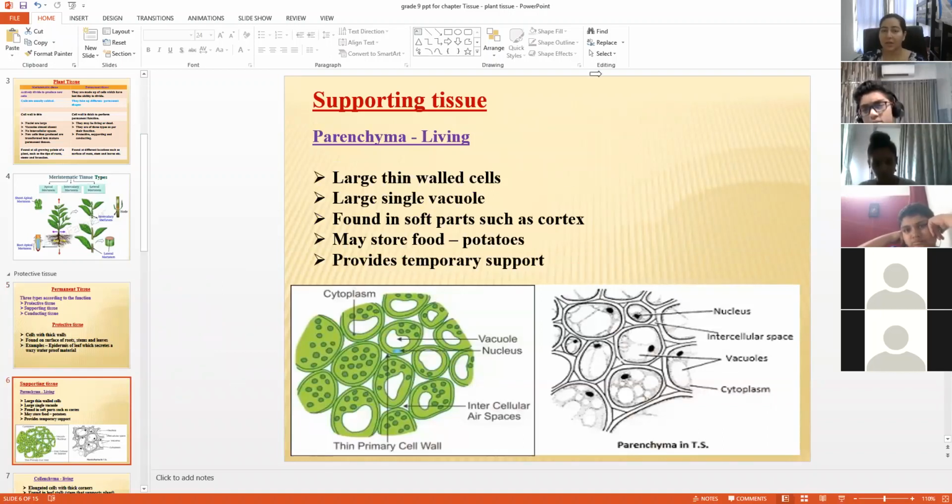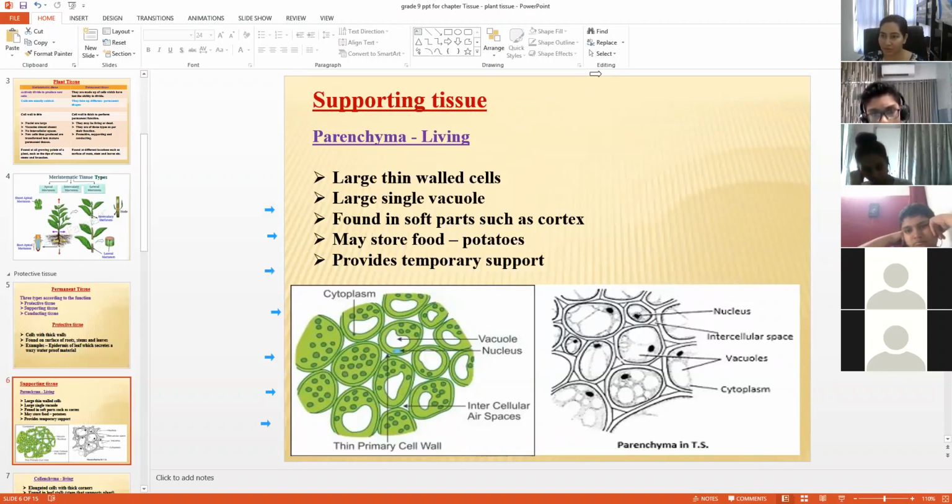Now, students, the supporting tissue is divided again into 3 parts. We all know about it, we are learning this since the 7th standard. It's parenchyma, collenchyma, and sclerenchyma. So now we'll see one point at a time.